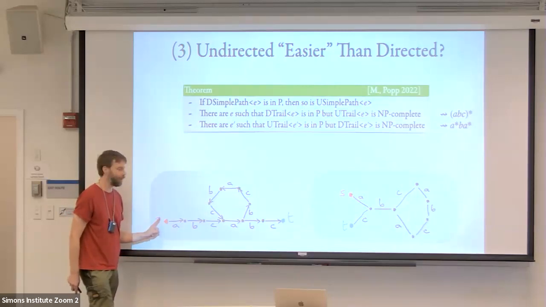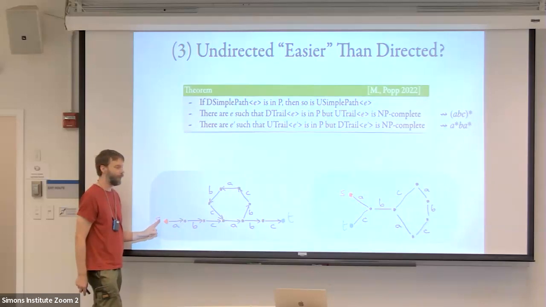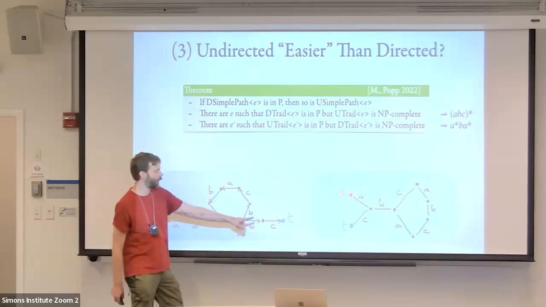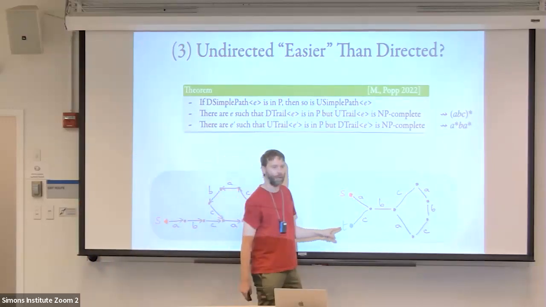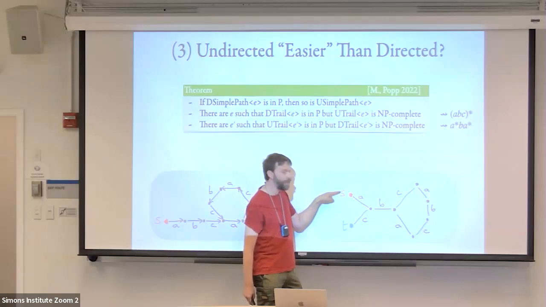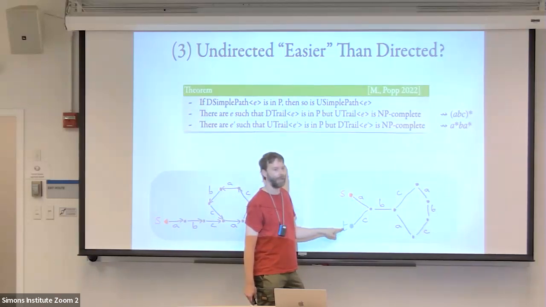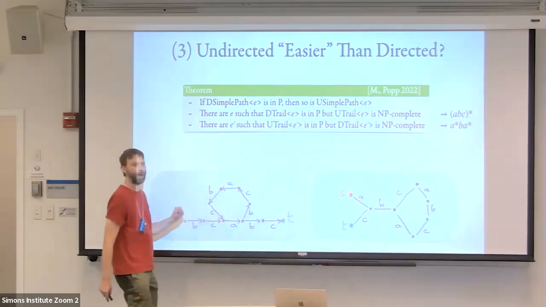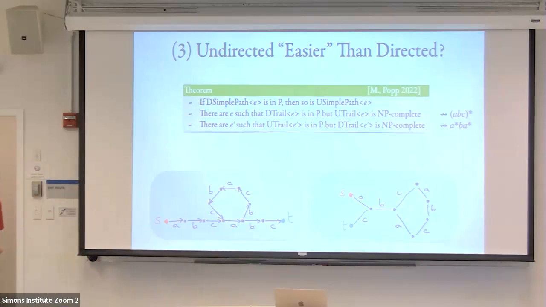the directed world? Actually, you can just use reachability with this expression and not care about the trail condition. That's what you can do here. But this doesn't work in the undirected world, because here there is a path from S to T that's labeled with A, B, C star. There is a path, but no trail. So here these two problems are not equivalent, and here these two problems are equivalent. Yeah, that's the argument. Okay.